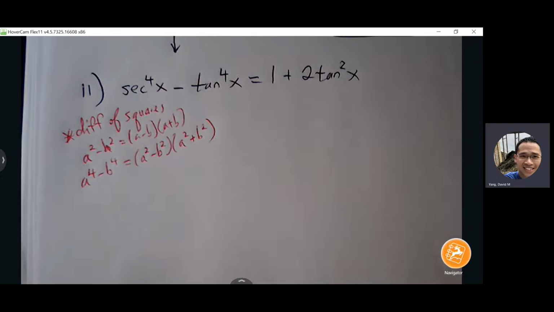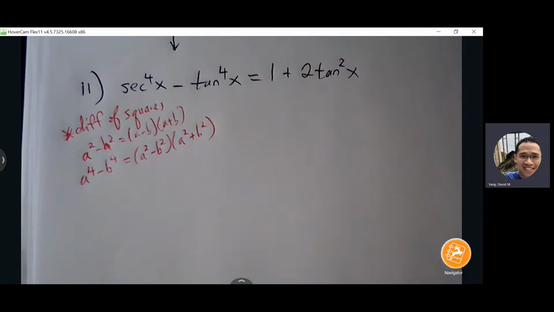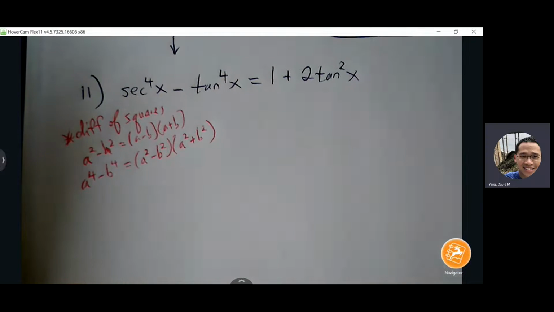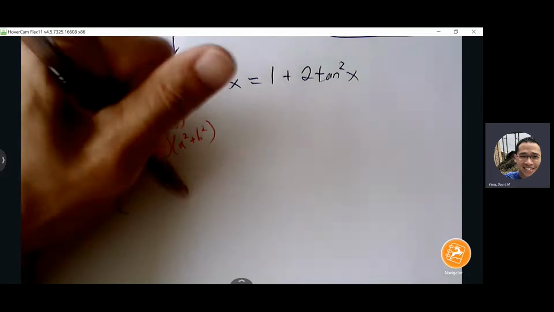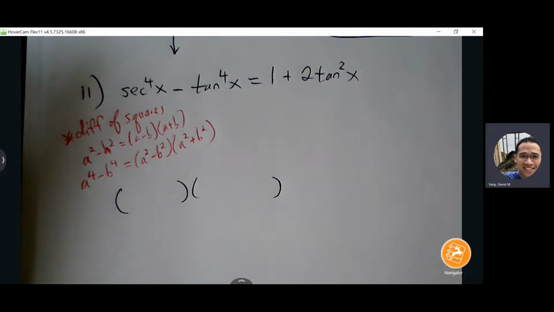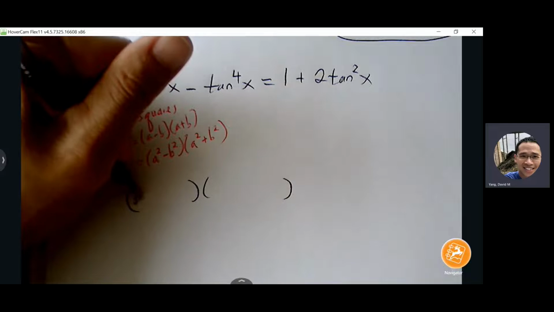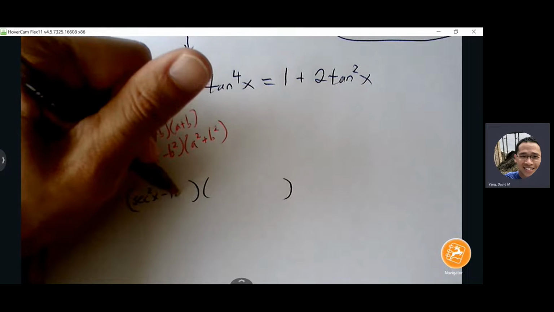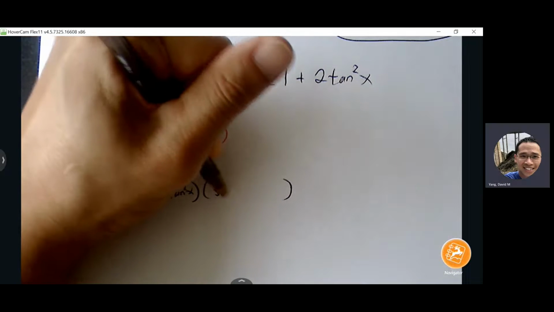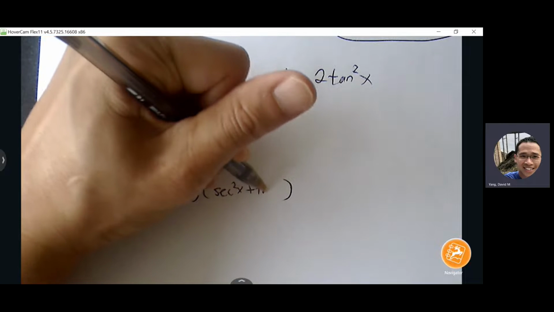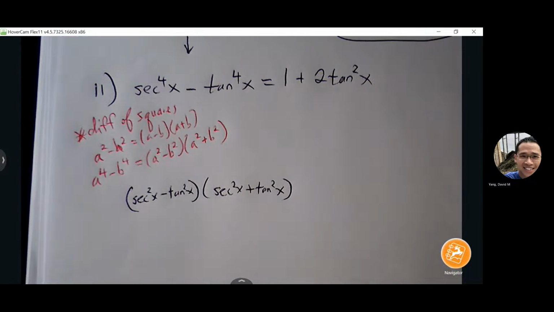So we can do that with my expression there. I can break secant to the 4th into secant squared, and tangent to the 4th into tangent squared. So secant squared x minus tangent squared x, and then secant squared x plus tangent squared x. Okay, is there one expression that we can make disappear?